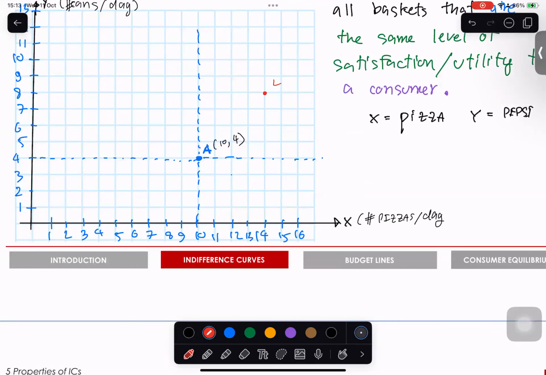L with 14 x and 8 y. Wow, a lot more than this, 10, 4. Okay, maybe I put it at 14, 8. One more test for you. Okay, I pick another point. Point P. Point P, 8, 2.